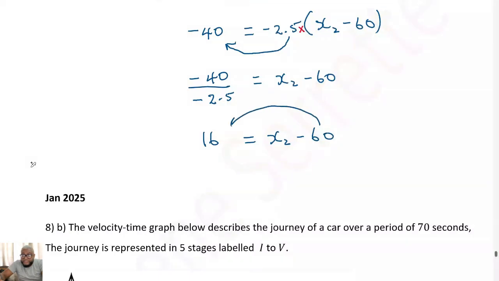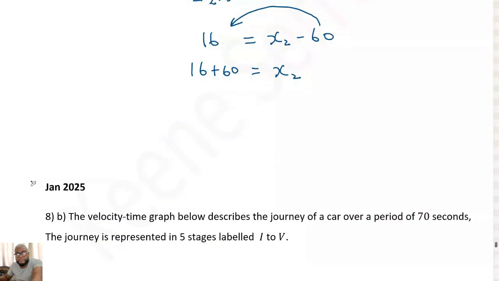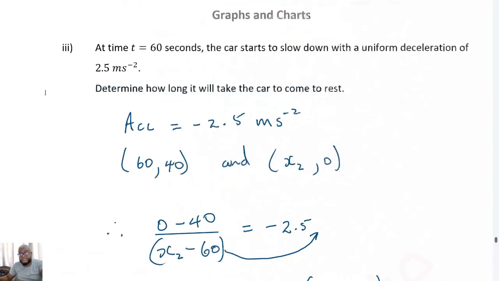When I carry minus 60 here, what do I do to it? Addition. So it'll be 16 plus 60, all on top of that is x2. What is x2? x2 is 76. 76 is equal to x2. Now tell me if it's making sense now.